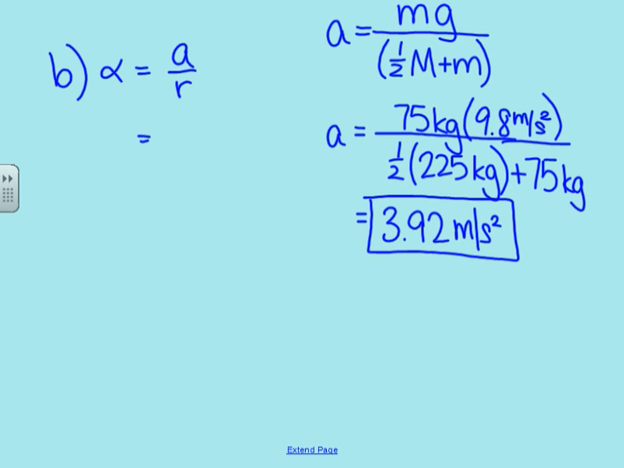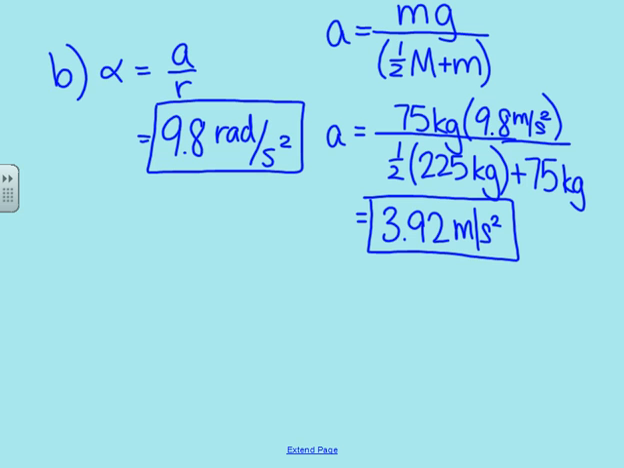A, as we know, is 3.92 meters per second squared. And the radius of the cylinder is 40 centimeters. I know that because the problem tells me the diameter is 80 centimeters, so I divide that by 2. Now, of course, I need to convert that to meters, so instead of 40 centimeters, I plug in 0.4 meters. I find that the angular acceleration is 9.8 radians per second squared. It is simply by coincidence that that number 9.8 is the same thing as g. That will not always be the case.